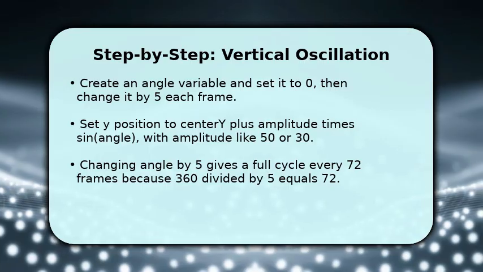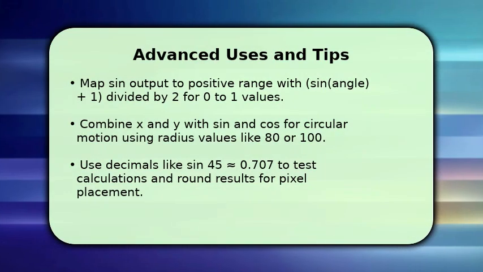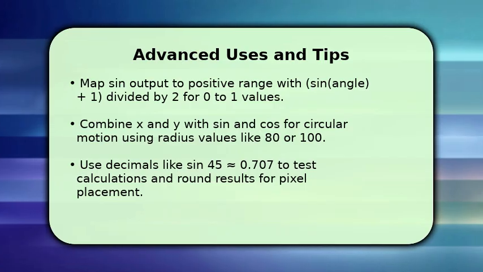To convert sin outputs from negative to positive, use an expression like (sin angle + 1) / 2. That mapping gives values between 0 and 1 for opacity or normalized parameters.